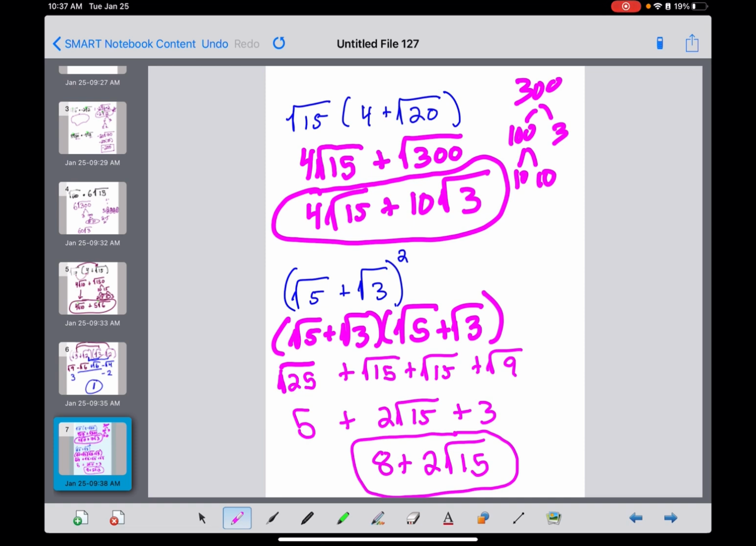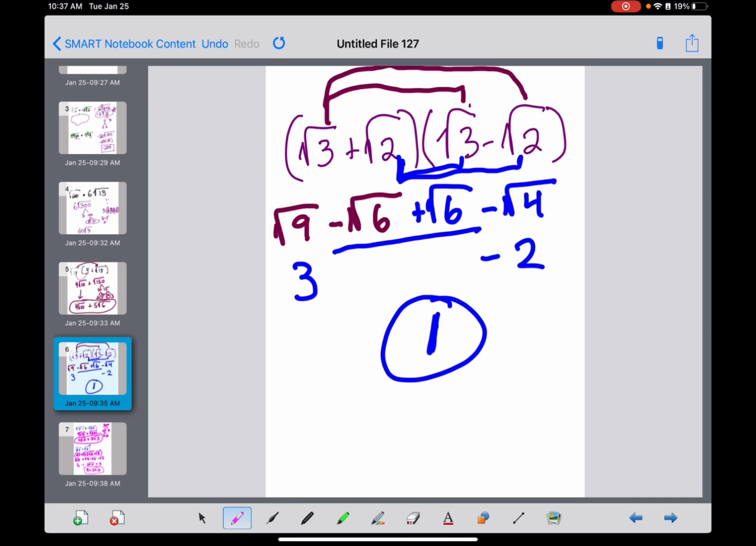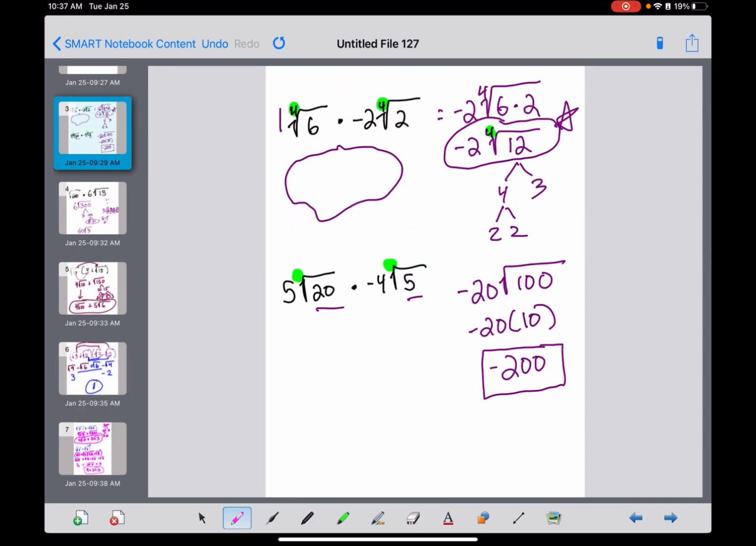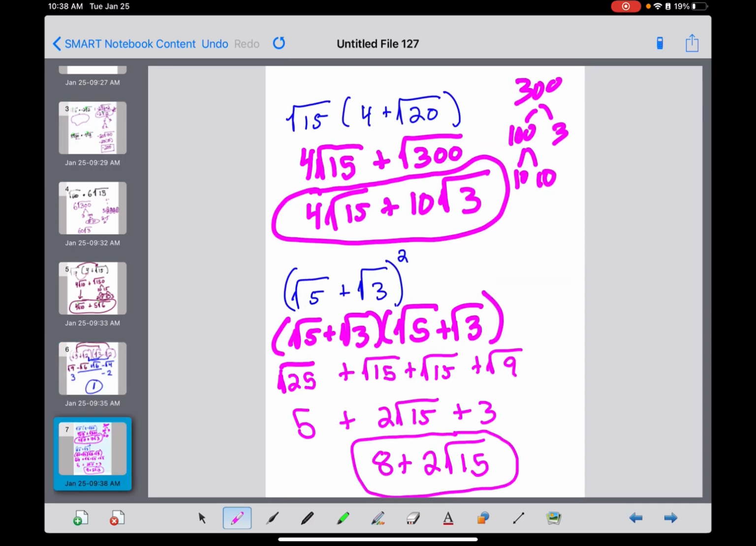Okay, so the first one, we got 4 radical 15 plus radical 300. And because we did radical 300 somewhere back here, I just kind of rushed through it. But, so 300 is 10 times 3, 100 times 3, 10 times 10 times 3. Okay. So 4 radical 15 plus 10 radical 3.